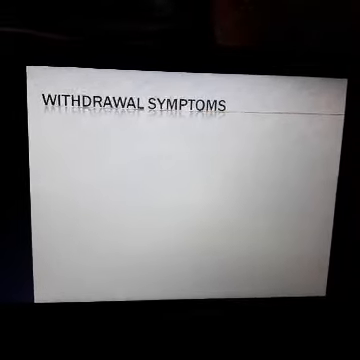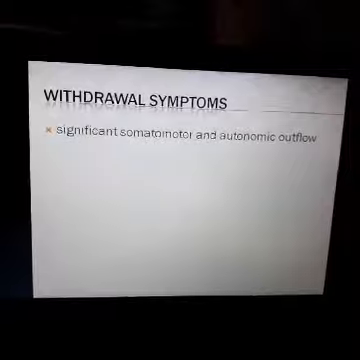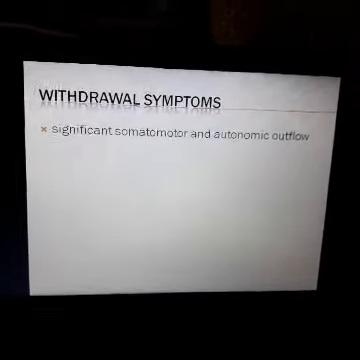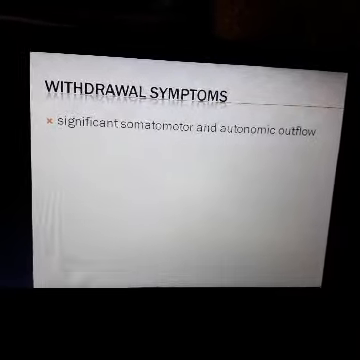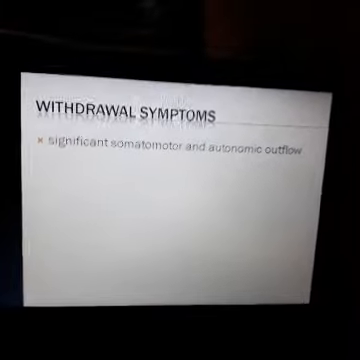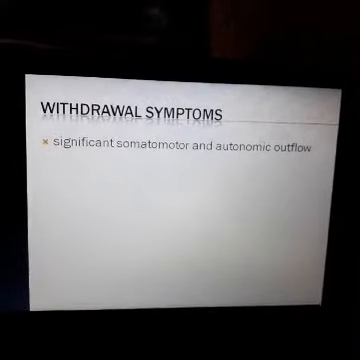And what are the features of the withdrawal symptoms? It is a very commonly asked viva question. So if you remember the toxicity features or the normal physiological pharmacological features, withdrawal symptoms will show opposite effects.